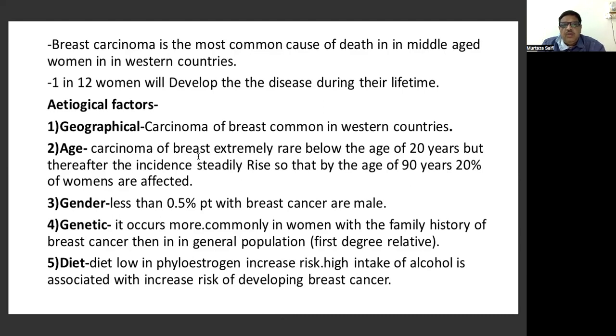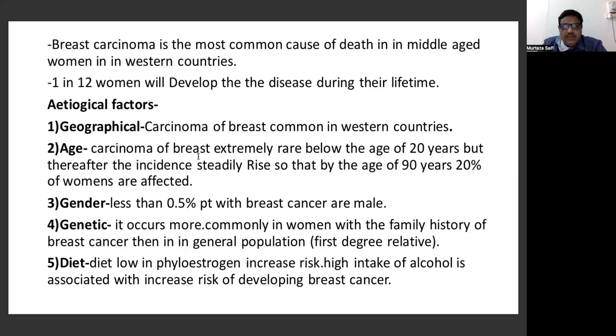1 in 12 women will develop the disease during their lifetime. Etiological factor for breast carcinoma is geographical: carcinoma breast is common in Western countries. Age: carcinoma breast is extremely rare below the age of 20, but thereafter the incidence steadily rises so that by the age of 90 years, 20% of women are affected by the carcinoma.